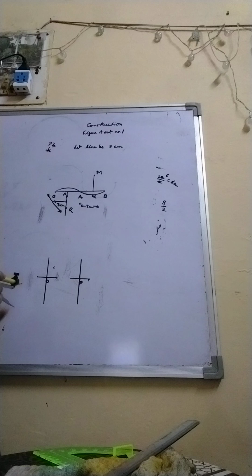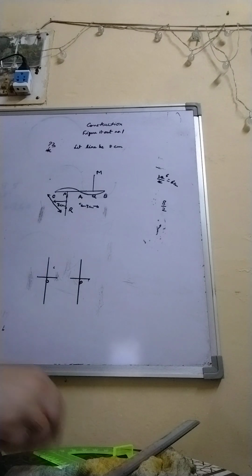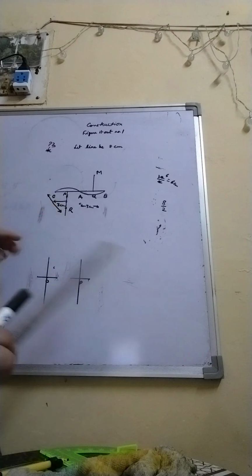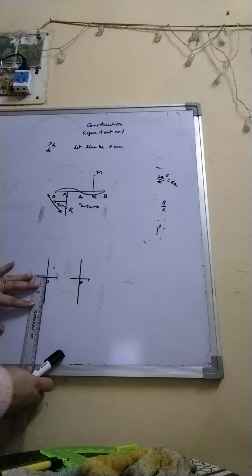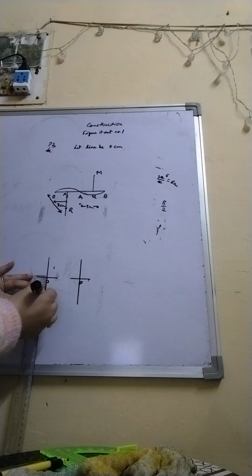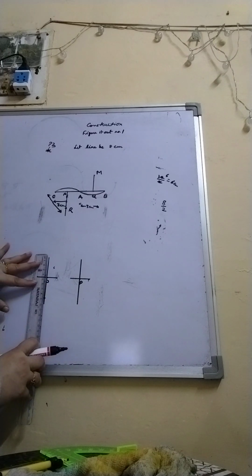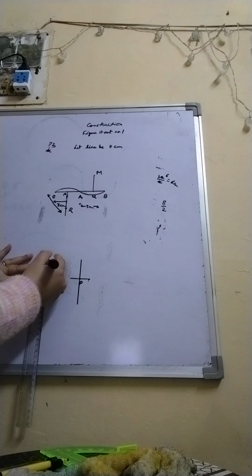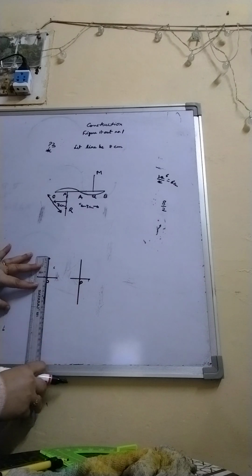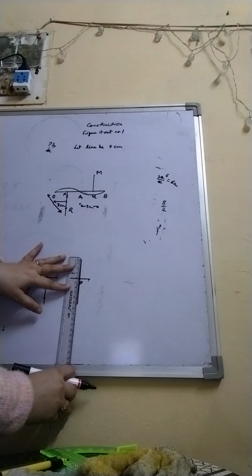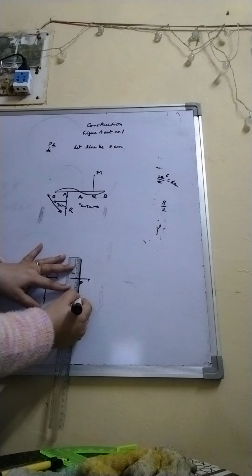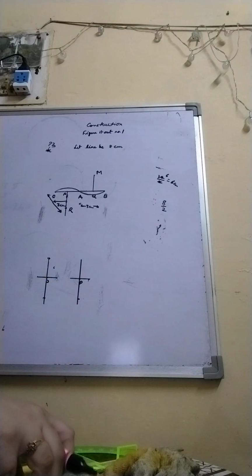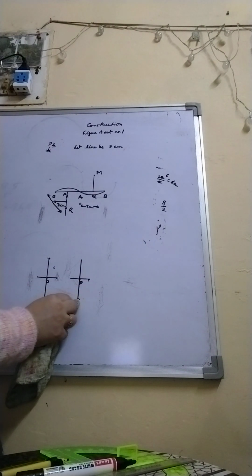Now what you have to do is take a point 4 centimeter below it. Similarly you can take 4 centimeter below and 4 centimeter above. Similarly here, 4 centimeter below and 4 centimeter above. So we get it like this.